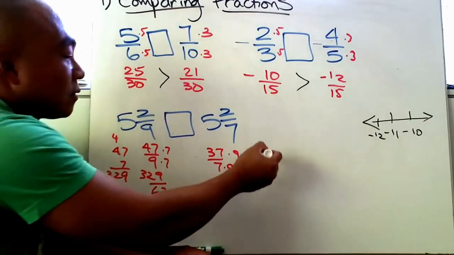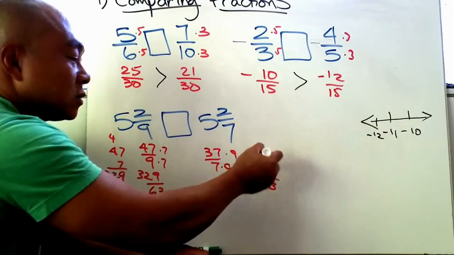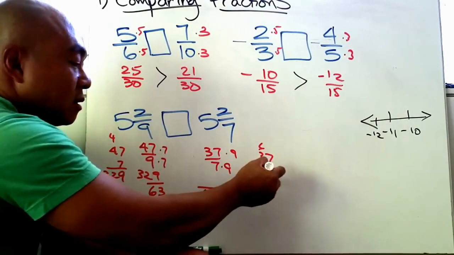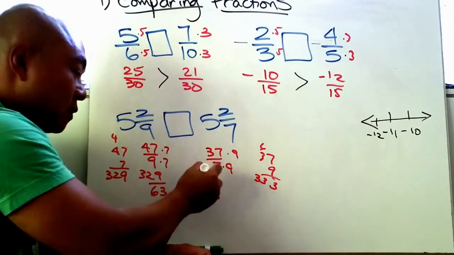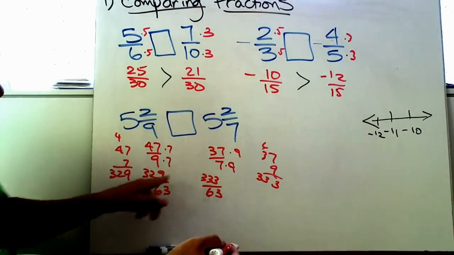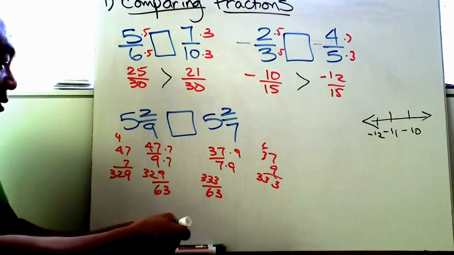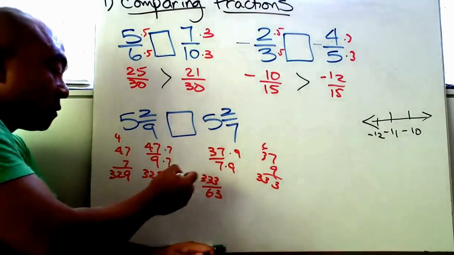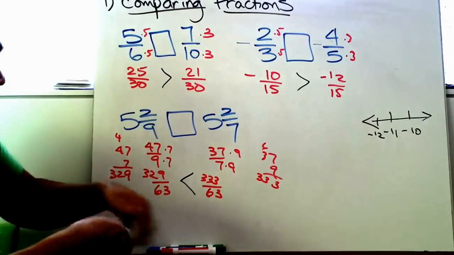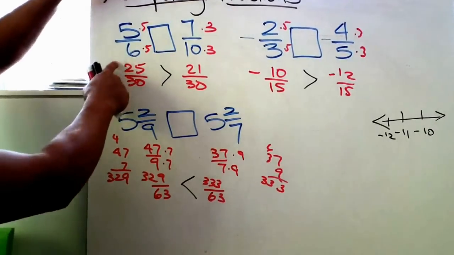On this side, 37 times 9, that's 63, plus 6 here, 27, plus 6. So here is 333. Now, looking at both of these, 329 and 333 over 63. That's an easy one, since it's not a negative at all. That side is bigger. Okay? Alright. This was comparing fractions by finding the LCD.